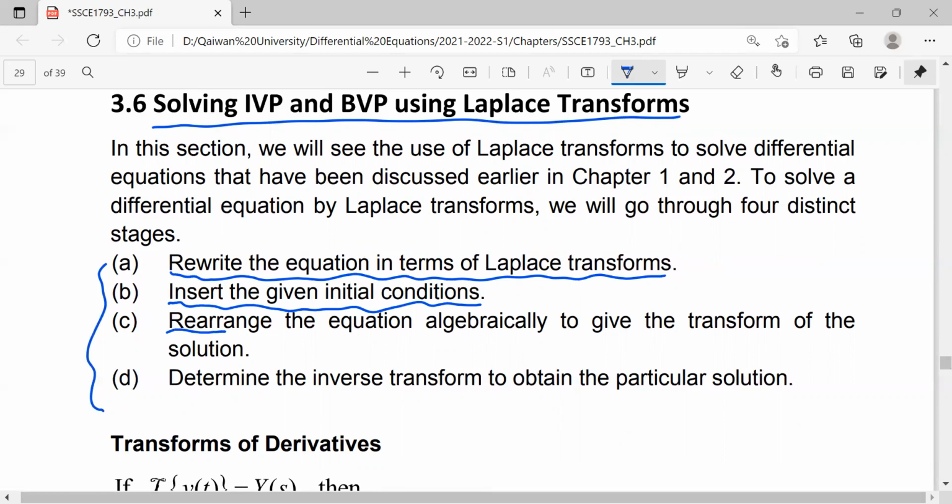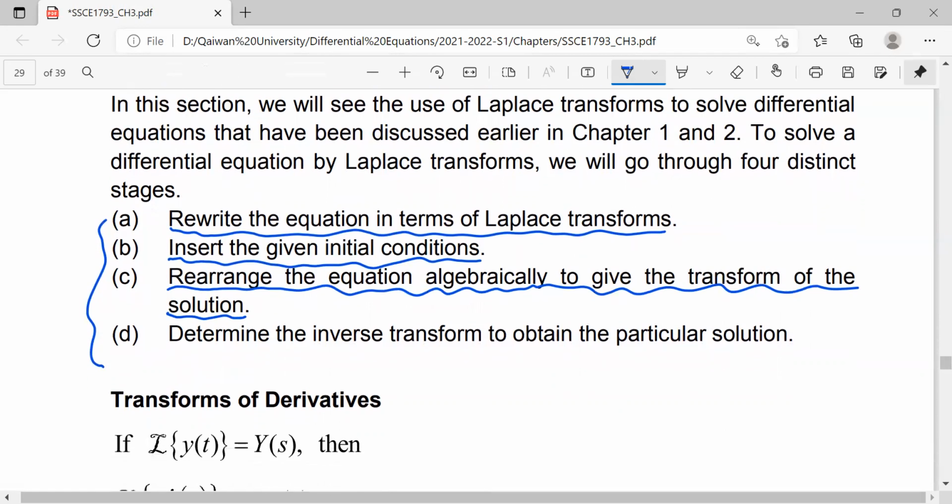In the third step, we rearrange the equation algebraically to give the transform of the solution. We will write down the equation. Then in step 4, we determine the inverse transform to obtain the particular solution. We just follow these 4 steps.